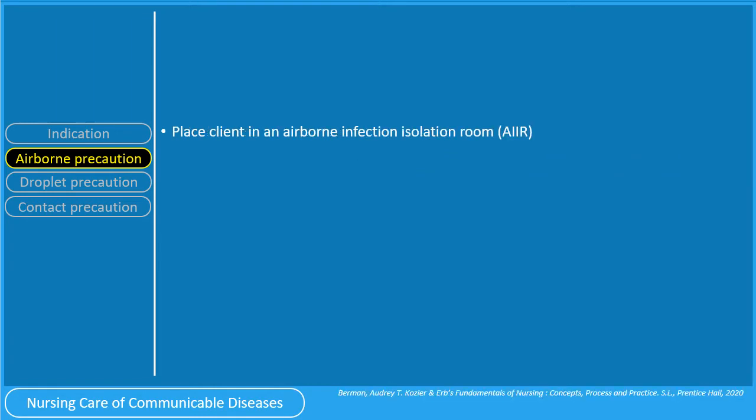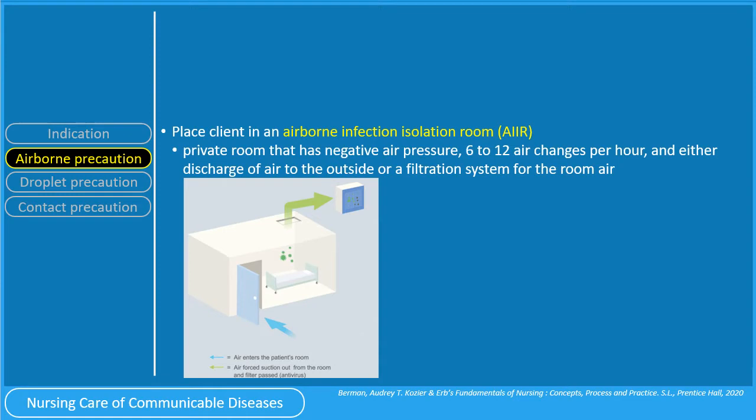Under airborne precaution, the patient is placed in an airborne infection isolation room or AIIR. The private room has negative air pressure, 6 to 12 air changes per hour, and either discharge of air to the outside or a filtration system for the room air. Since the room has negative pressure, that is, less pressure compared to the outside, when the door is opened, the movement of air would be from the outside going inside. The air is force suctioned out from the room and passes through a filter. Such filter is referred to as HEPA, or High Efficiency Particulate Air Filter.